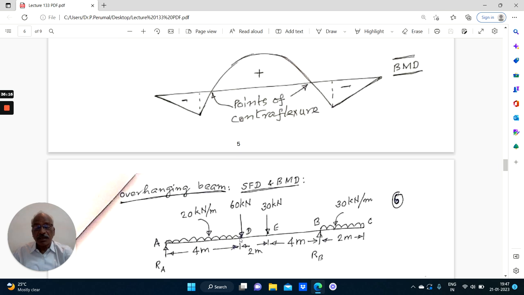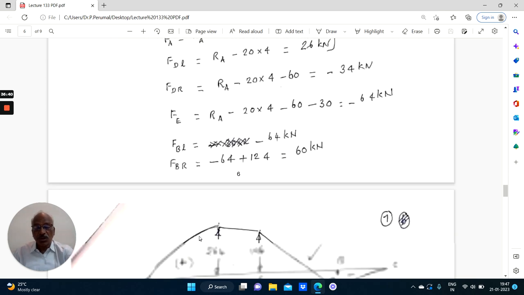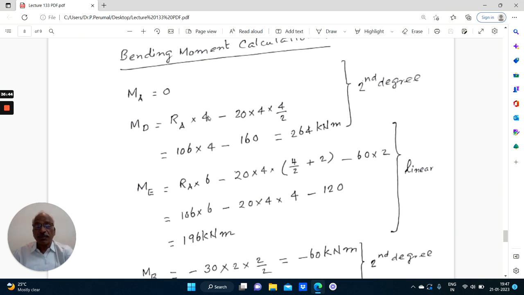D is this point. So considering all the forces to the left of the section, RA into 4 meters minus UDL 20 into 4 into 4 by 2, because we are taking moment about D only, into 4 by 2. The distance between the point D and the center of gravity of this load is 2 meters. So 20 into 4 into 4 by 2, RA into 4, this is the calculation, right? RA into 4 minus 20 into 4 into 4 by 2 is equal to 264 kilonewton meter.